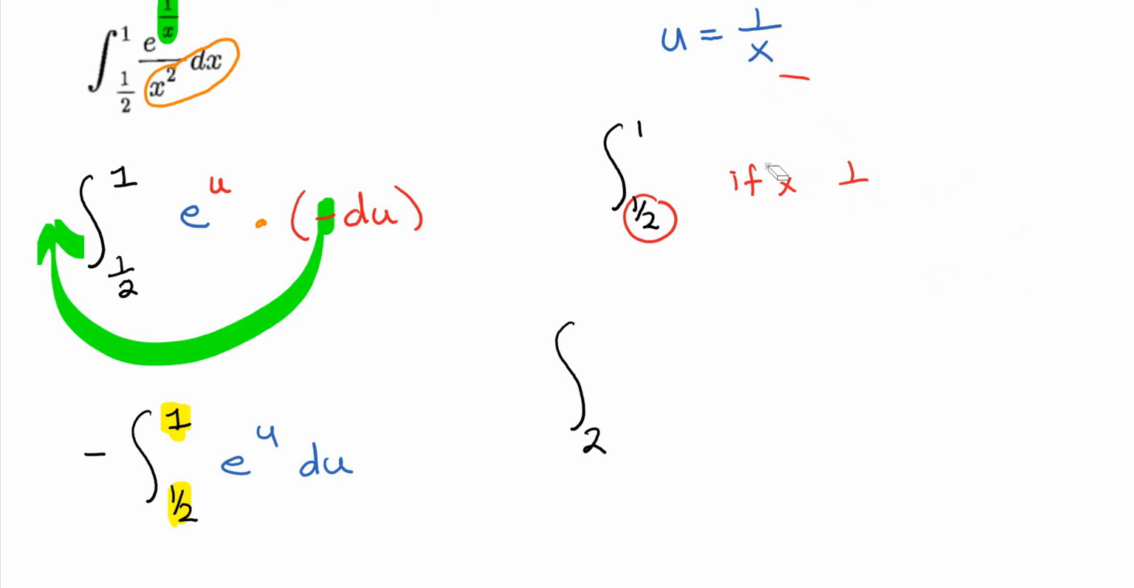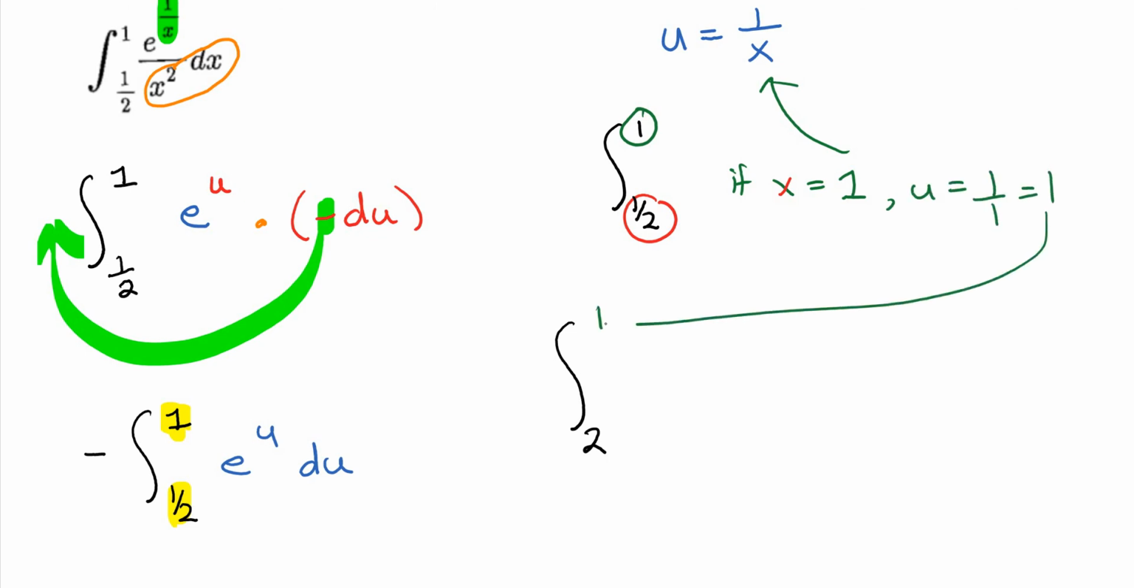Okay, let me erase all that. And then let's go ahead and take a look at the upper boundary here. So if x equals 1, then u would equal 1 over 1, which equals 1. So that would be my upper boundary. My upper boundary didn't change for that particular example there.